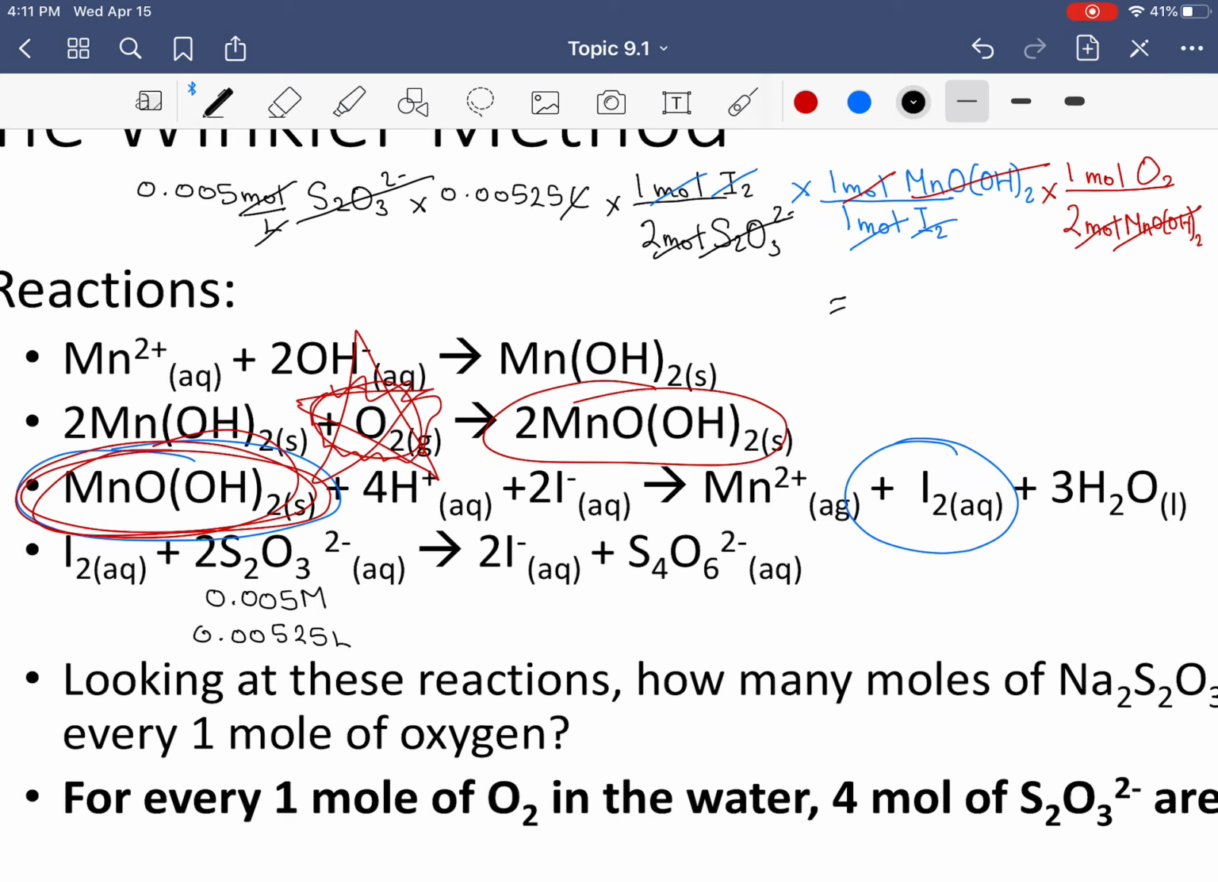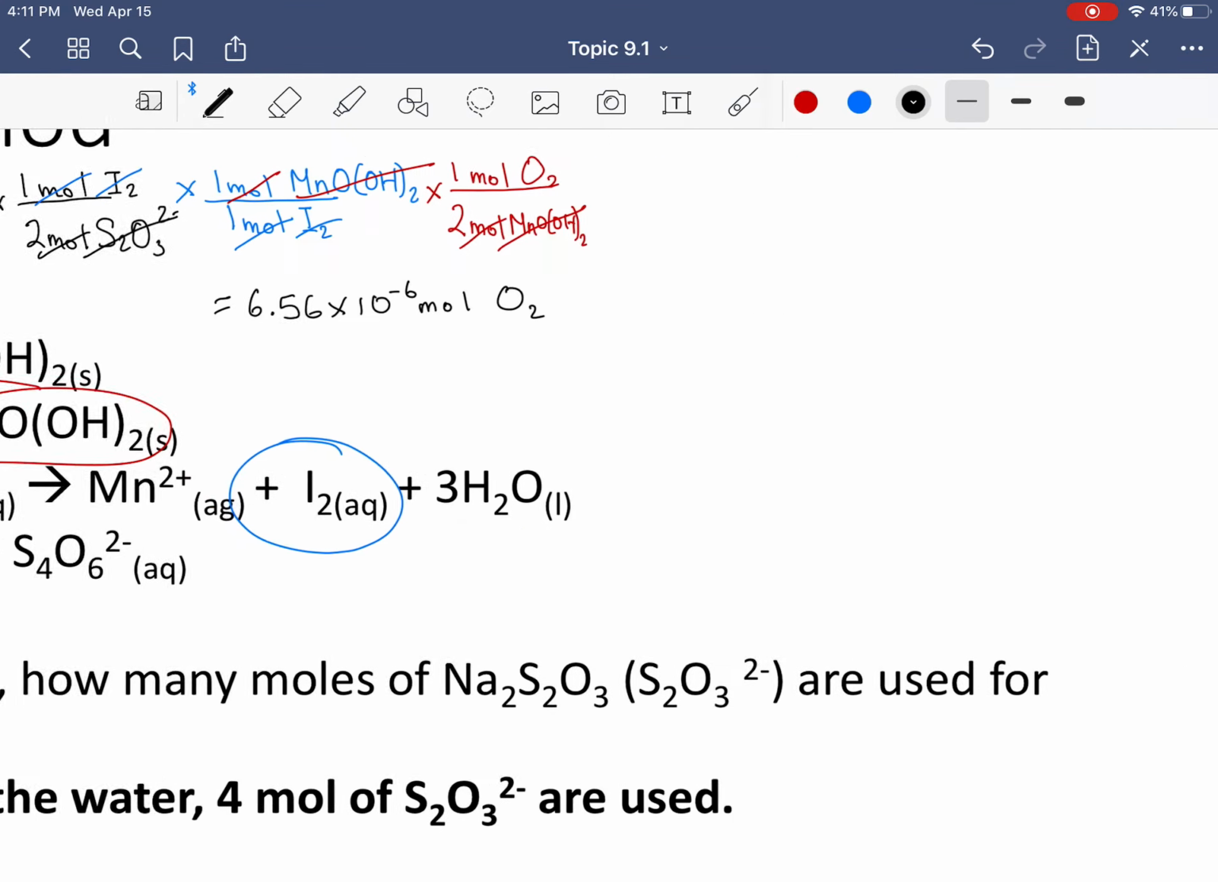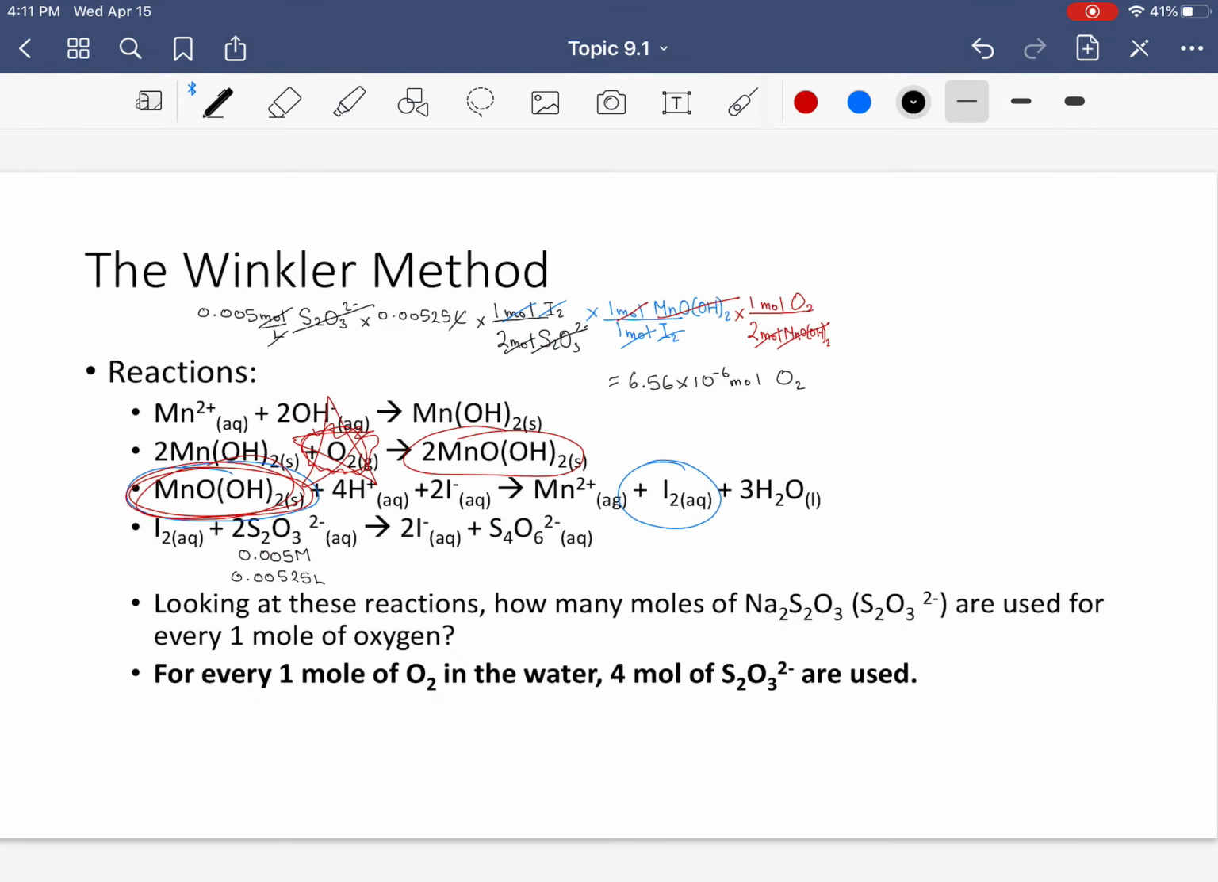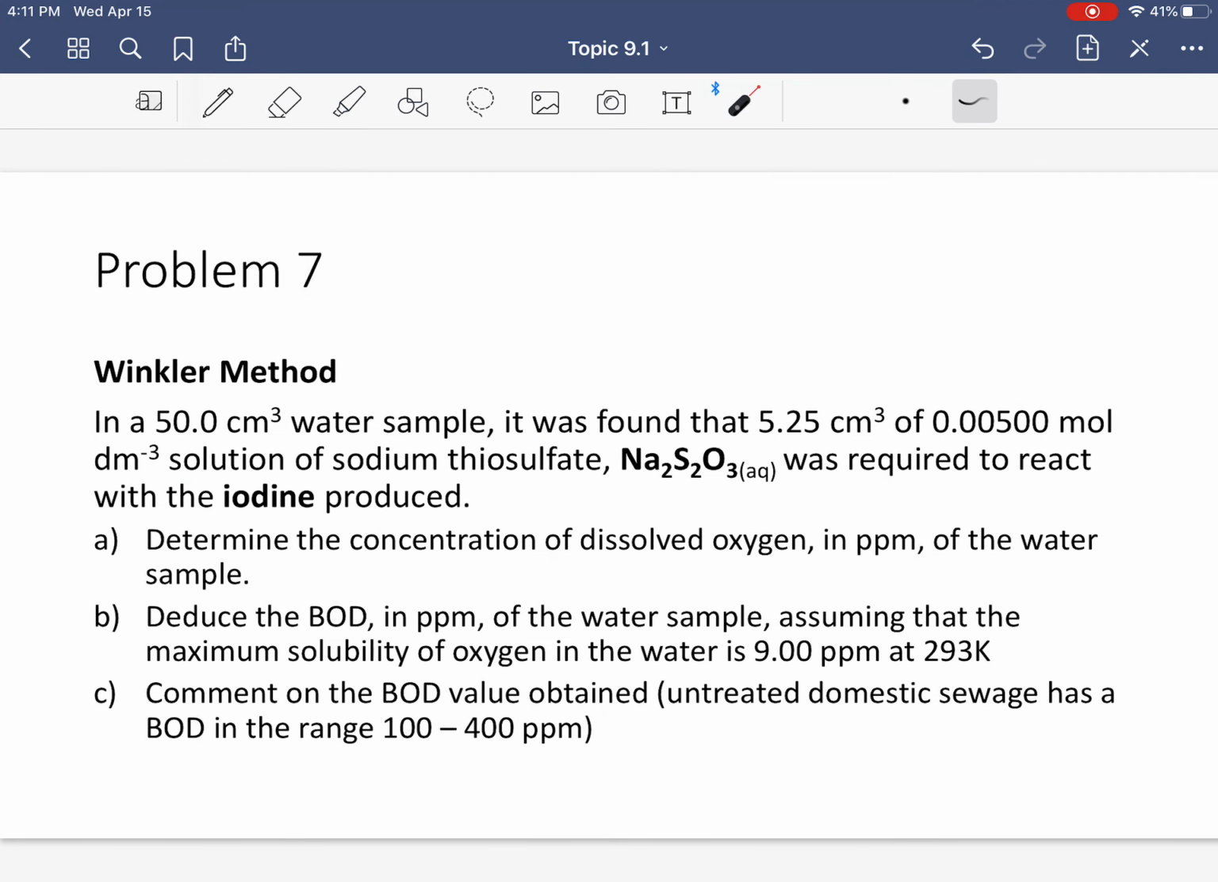Let me calculate this. My calculator. You will get 6.56 times 10 to the power of -6 mole of oxygen gas. Hopefully you know where my numbers are coming from. All right, let's go back to the first question.